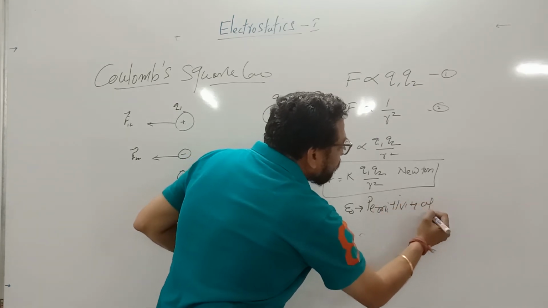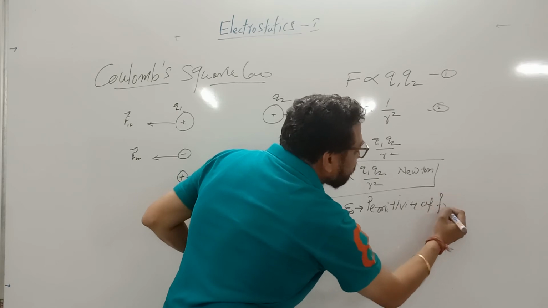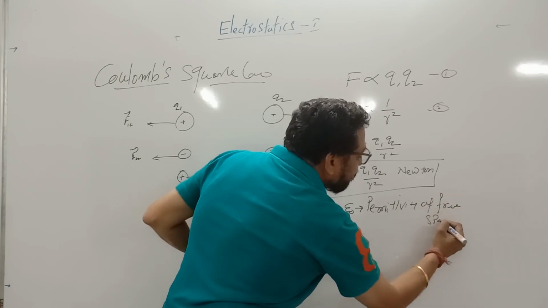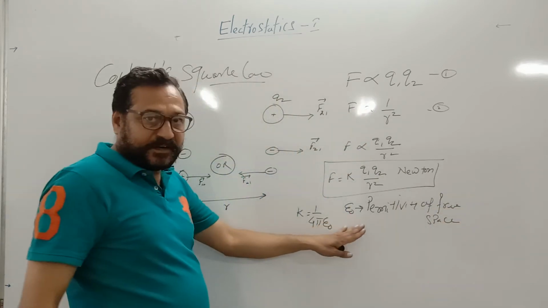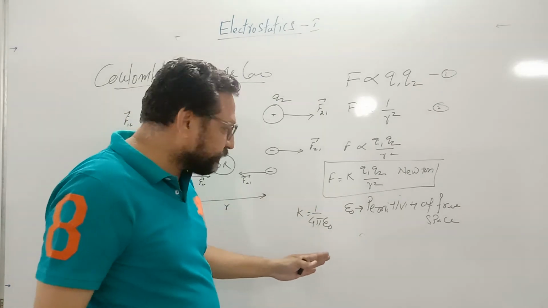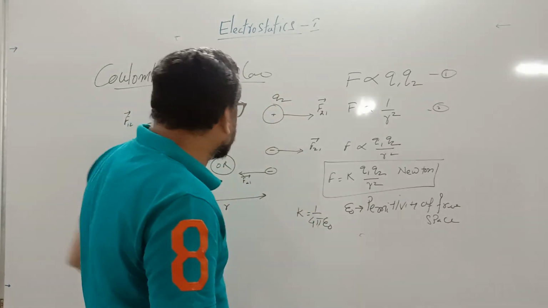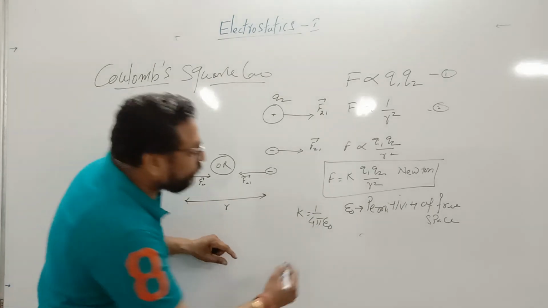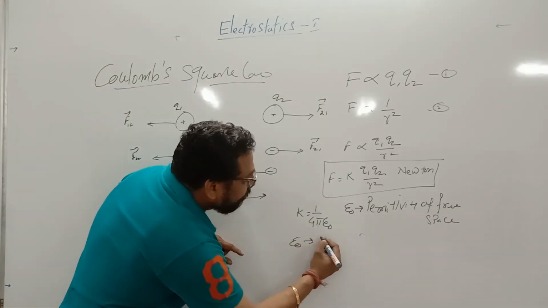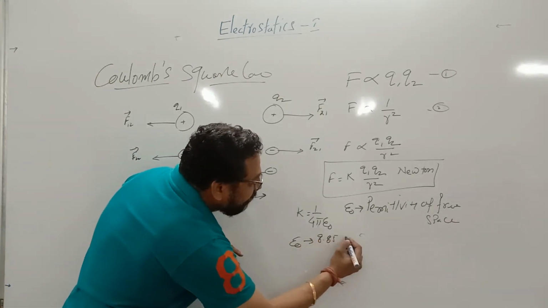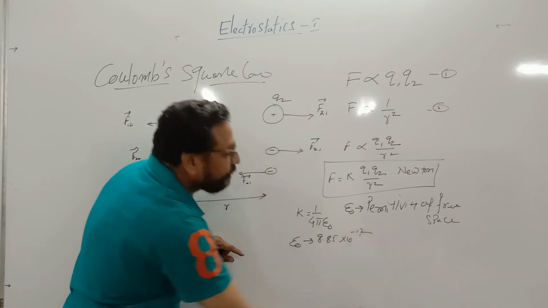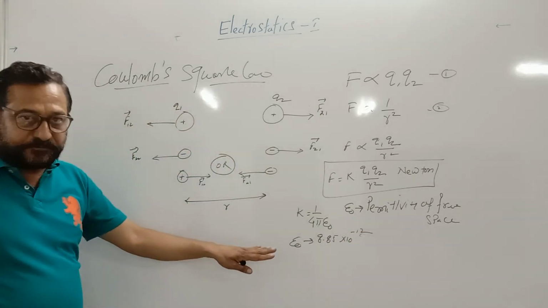Permittivity of free space, the concept epsilon naught. What is the value of this one, and what about the unit? We write now on this side again. The value of epsilon naught is 8.85 into 10 to the power minus 12. This is the value of permittivity.